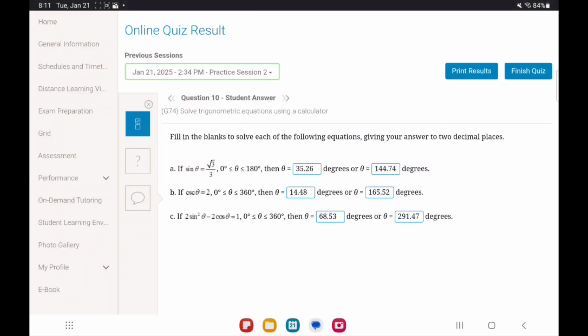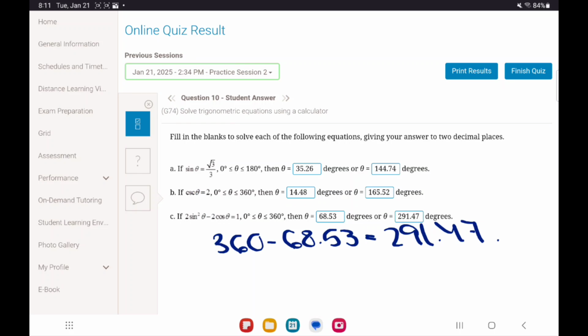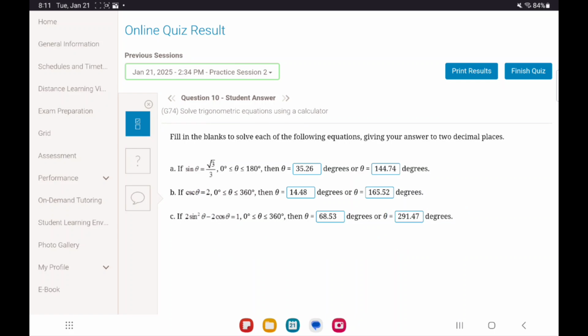And I said in the last questions that cosine rotates every 360. So we do 360 minus 68.53, and we get 291.47. That's how we get this part 2, and that's all of this question done. Now let's go to the last question so we can be done.